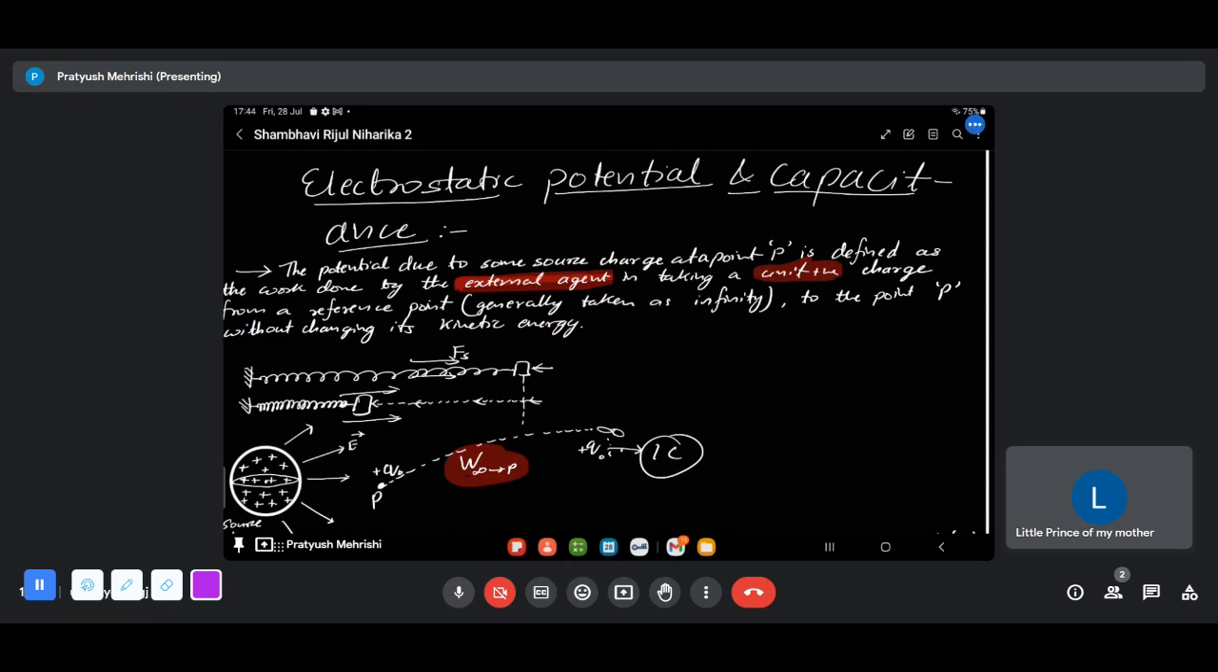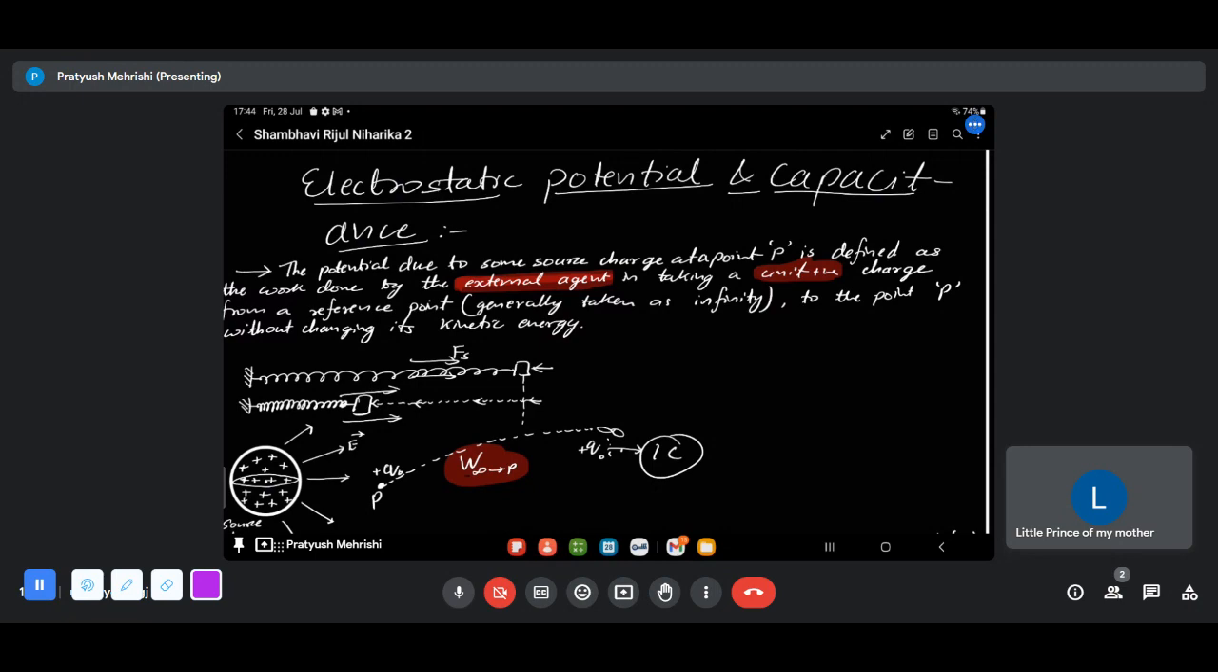Sir, I am always saying if I am bringing a unit positive charge, meaning 1 coulomb charge. Sir, why is every definition generally defined by taking only a positive charge? Why can't we take a negative charge also, sir? See, we can take a negative charge, but then we need to specify the directions.